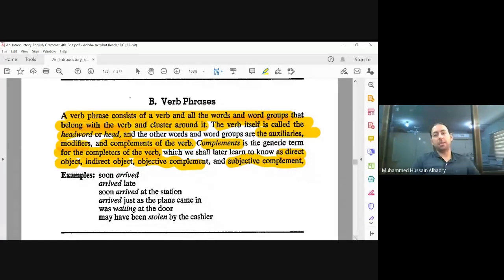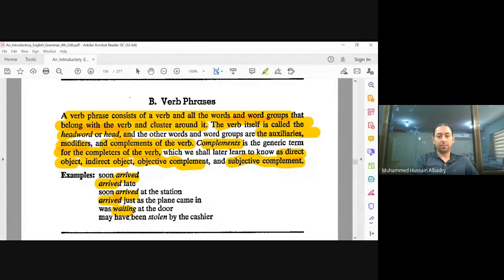Okay, so this is what we mean by verb phrase. It has a verb. The main verb is the head word, and we have what? We have the other verbs, which can be called auxiliaries and modifiers. Also, we have complements. In these example sentences: soon arrived, arrived late. You see the head word is arrived. It is considered a verb phrase. Arrived, the head word.